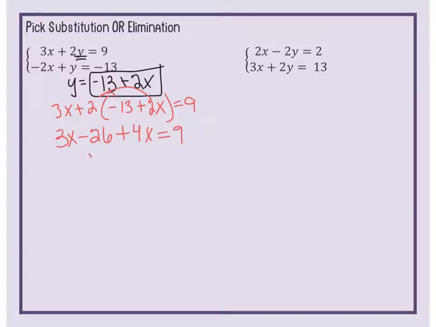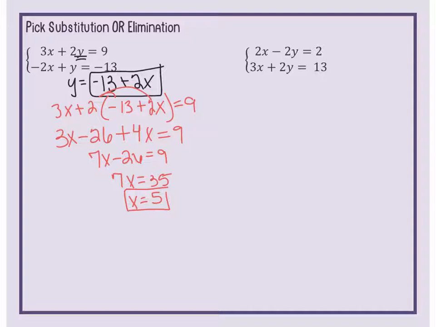Combine like terms, you get 7x minus 26 equals 9. Next step is to add 26 to both sides. We get 7x equals 35. Divide by 7, we get x equals 5.